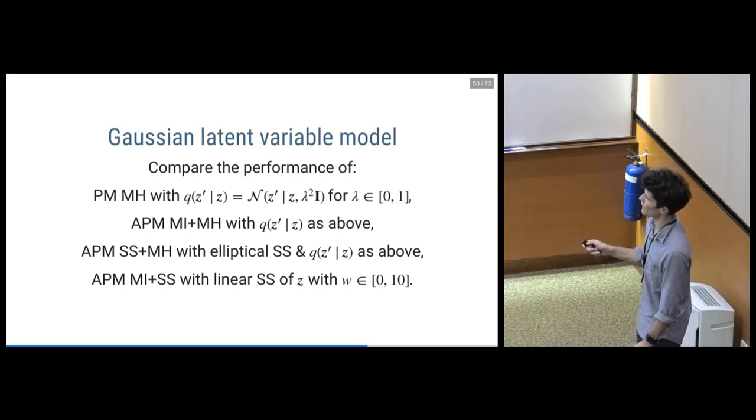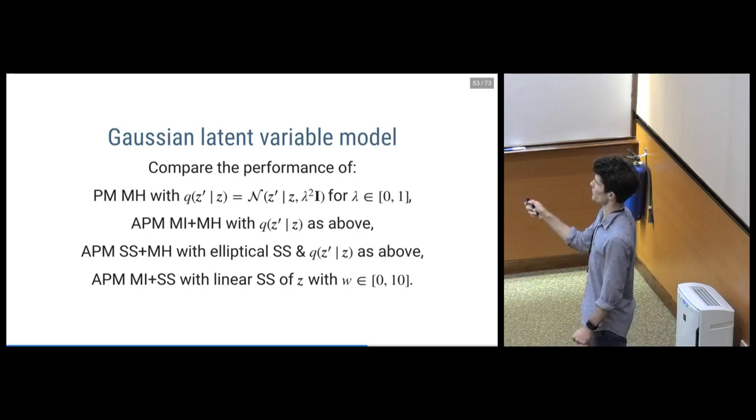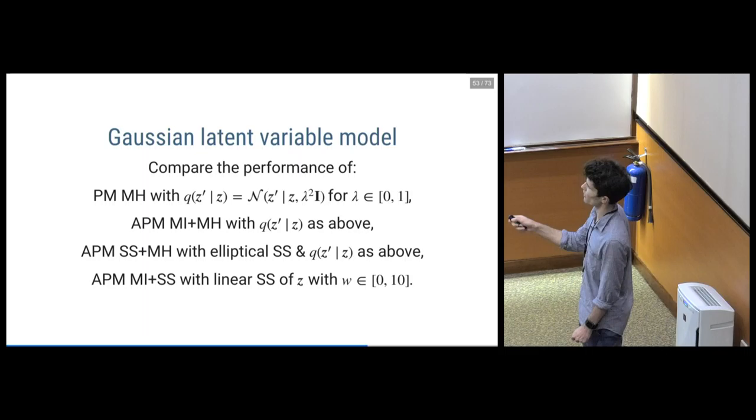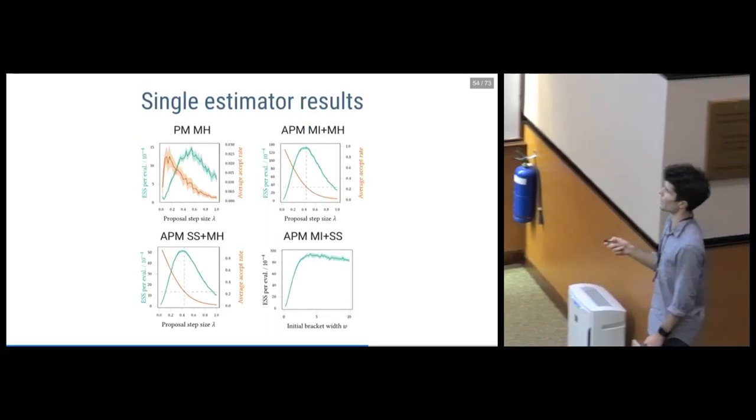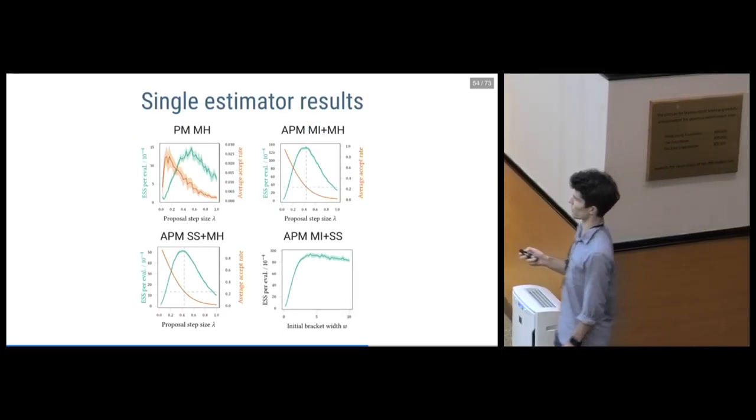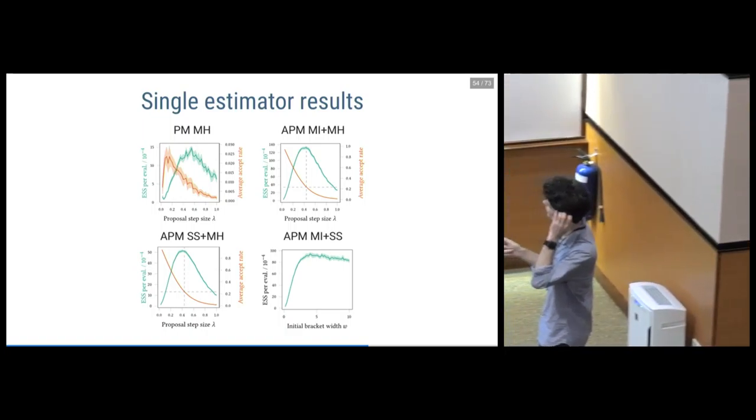Then looking at both applying slice sampling to the auxiliary variables, so using elliptical slice sampling with the auxiliary space and then a Metropolis-Hastings proposal in the Zs, and then Metropolis independence updates to the auxiliary variables and slice sampling to the target variables.